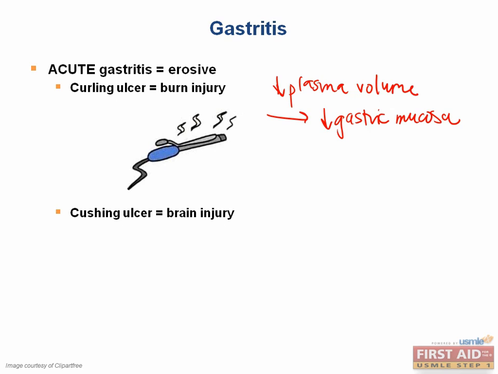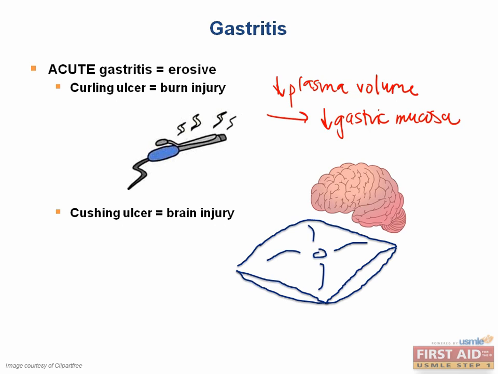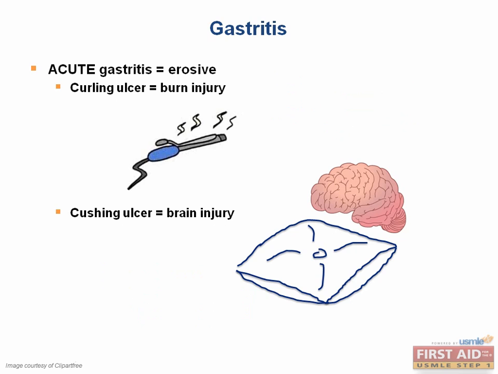An easy way to remember this is that you should always cushion the brain. And in Cushing ulcer, patients with brain injuries can have increased vagal stimulation, which leads to more acid production by high levels of acetylcholine, remembering back to GI physiology. For this reason, most ICU patients are given proton pump inhibitors as part of their daily meds.